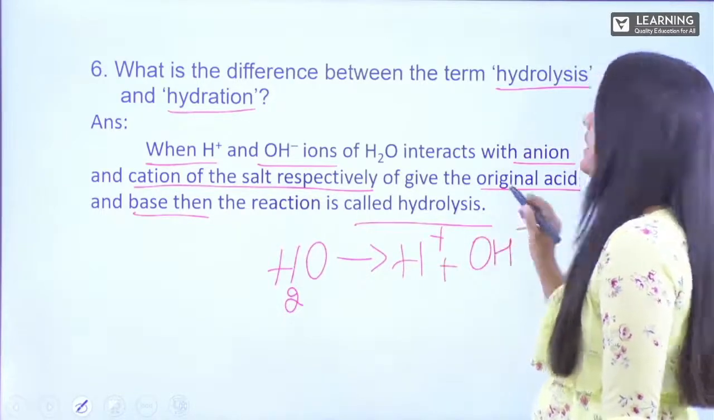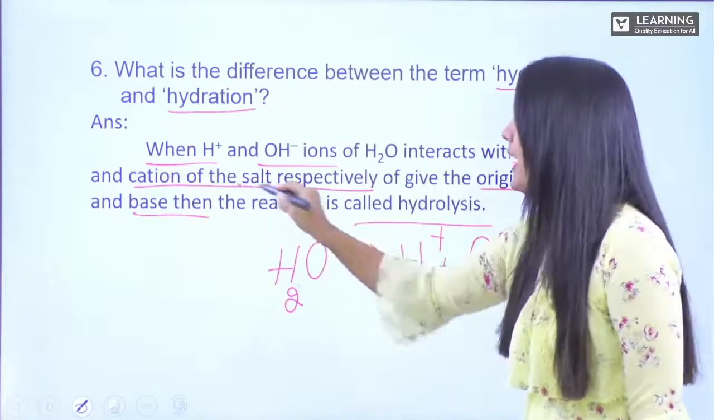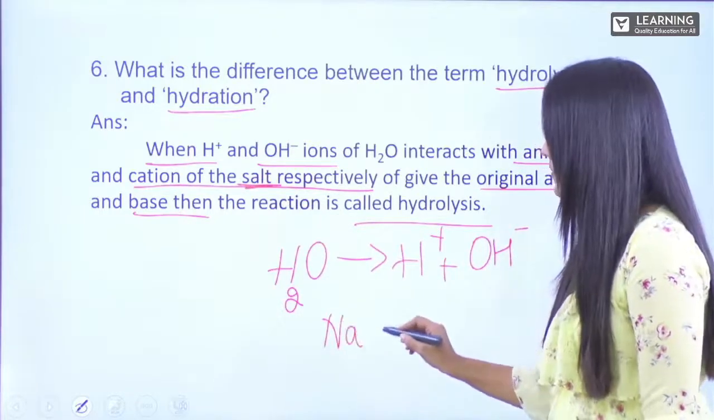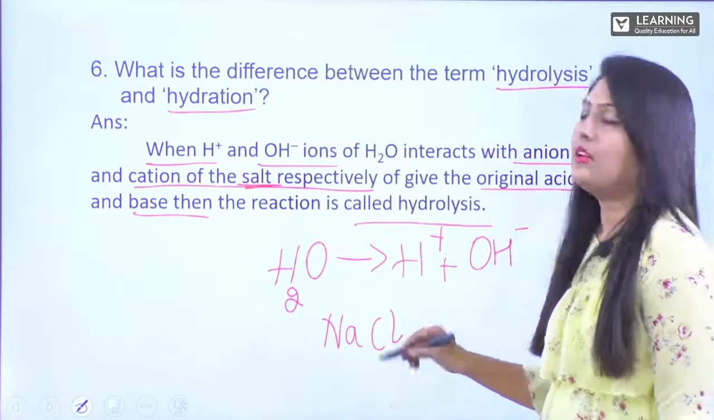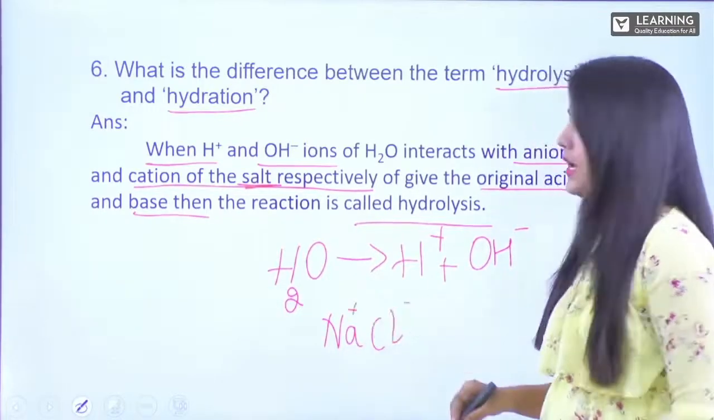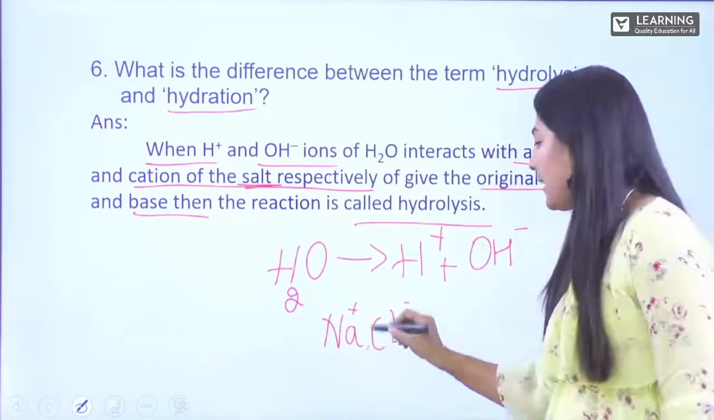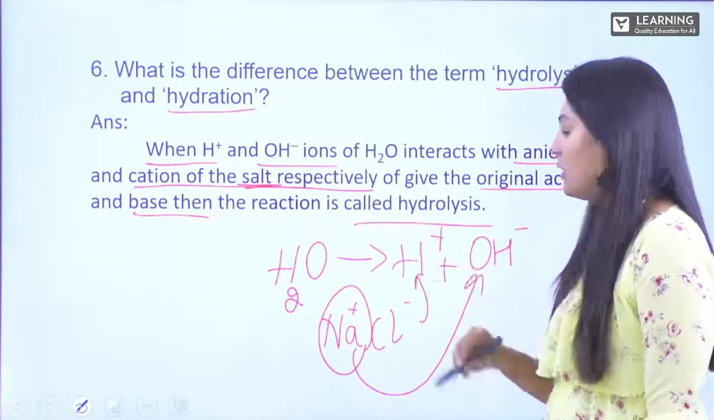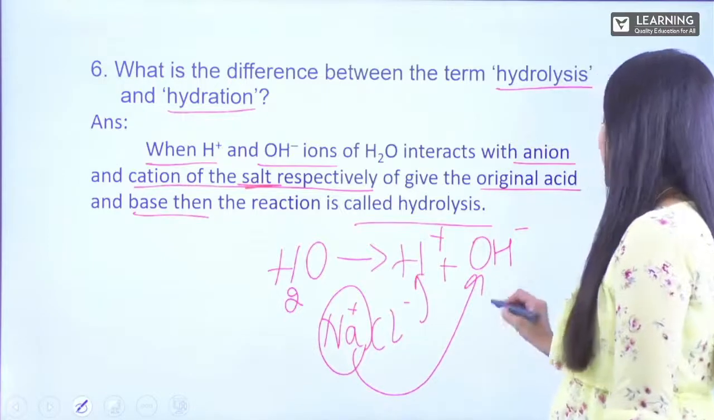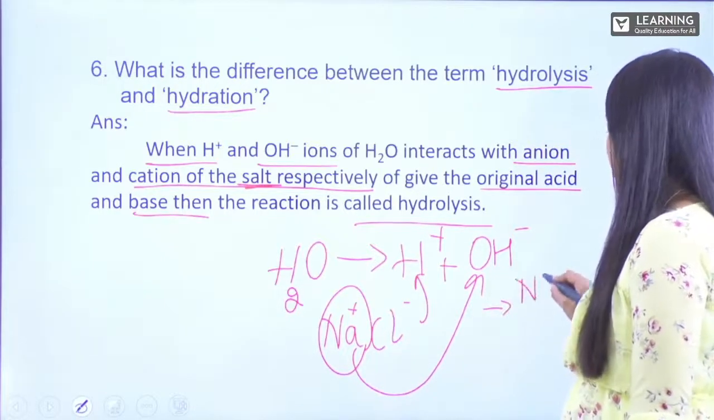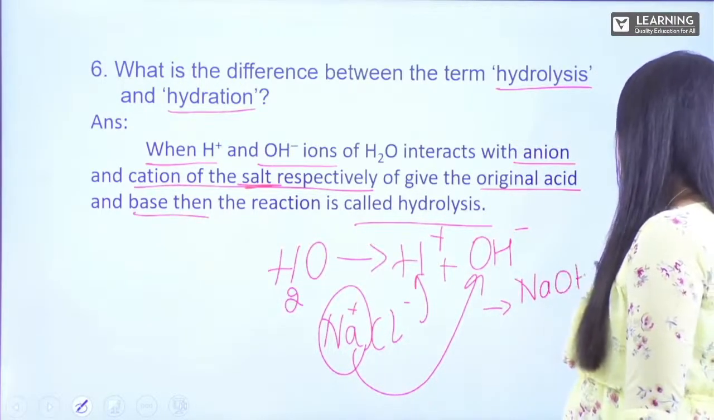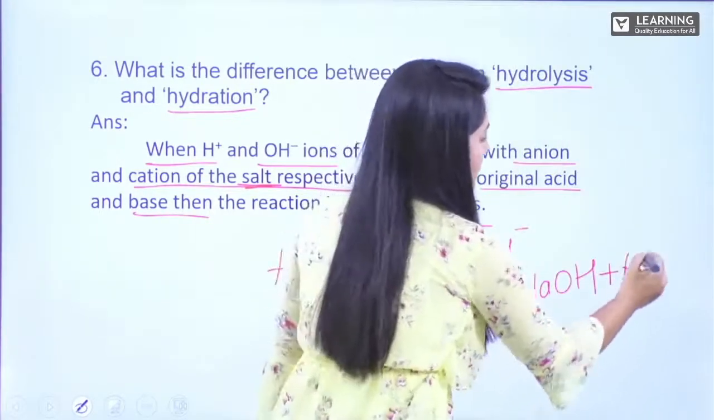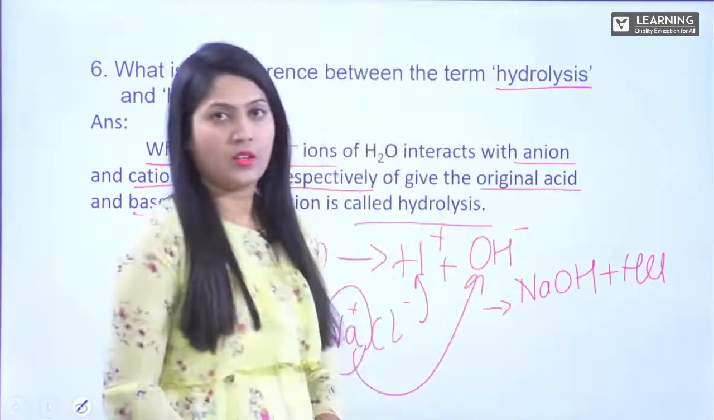That means if I have a water molecule, this water molecule will be broken down into H plus and OH minus ions. These ions, when we add the salt to that, for example NaCl, just as an example. So NaCl, we have Na plus and Cl minus. So what happens here? Na will react with OH minus and H will react with Cl minus. Then we get NaOH plus HCl, right? Are you getting this point?